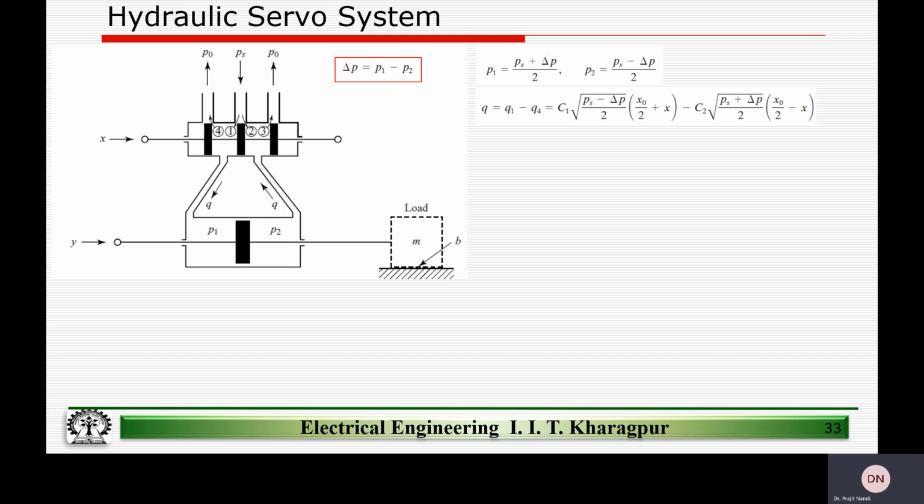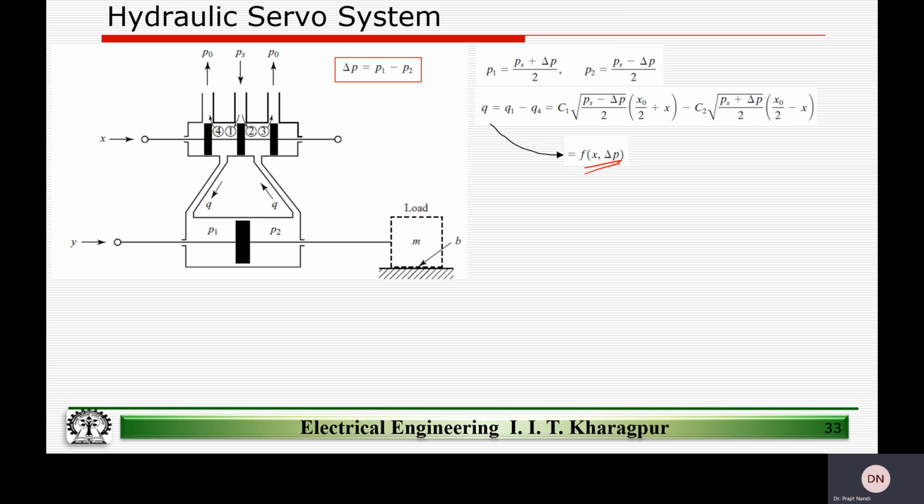So P1 is equal to PS/2 plus delta P divided by 2, and P2 is equal to PS/2 minus delta P divided by 2. And if we replace this in the incompressible fluid flow equation seen in the previous slide, and use the fact that we also knew that Q is equal to Q1 minus Q4, it's just a matter of replacement of what we discussed in the last slide. Then we end up getting an expression for Q, which is a function of X and delta P, right?